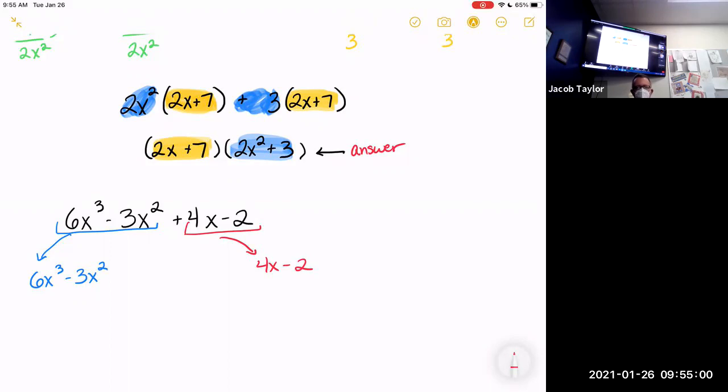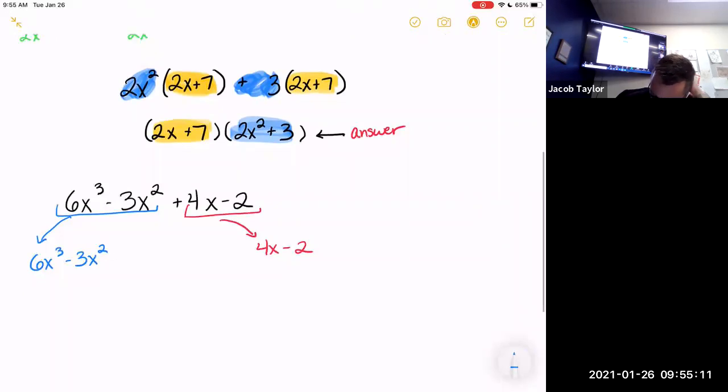So now let's look at the left side first. 6x cubed minus 3x squared. What is the greatest common factor? 3 is correct. What else? 3x squared. Very good. Thank you, Brock.